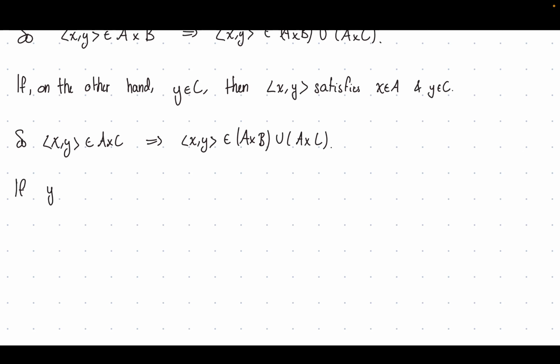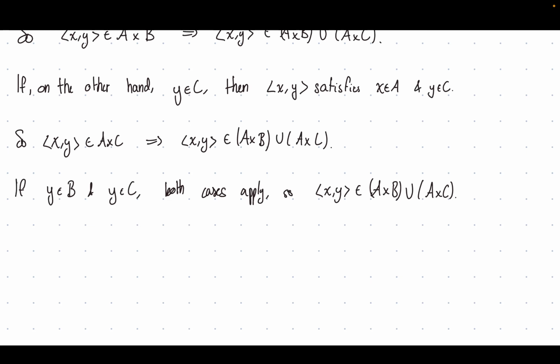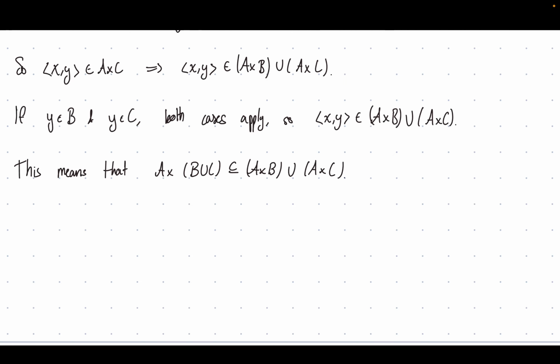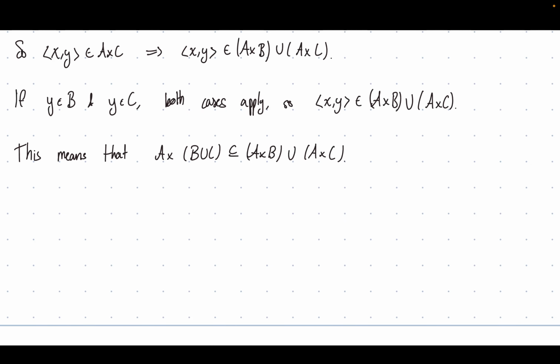If y is in B and y is in C, both cases apply. So (x, y) is in (A cross B) union (A cross C). Cool. Now this means that A cross (B union C) is a subset of (A cross B) union (A cross C). And there you have it. Now let's do the backwards inclusion.